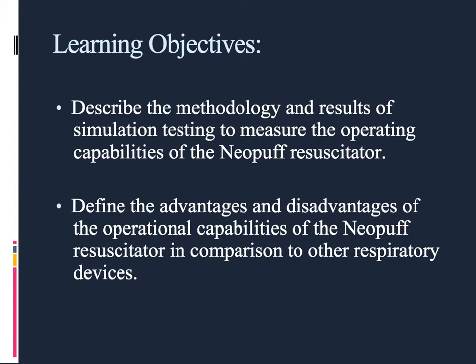Because this talk can be used for learning credits for your professional credentials, I am stating my learning objectives. Today it is to describe the methodology and results of simulation testing to measure the capabilities of the NeoPuff resuscitator. The objective of that is to define the advantages and disadvantages of the operational capabilities of the NeoPuff resuscitator in comparison to other respiratory devices.